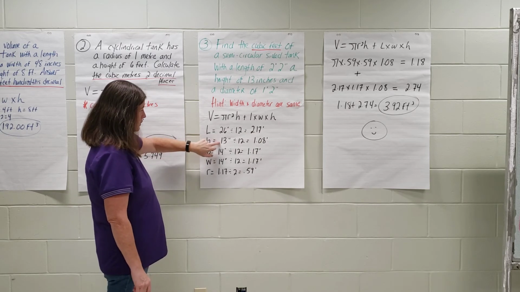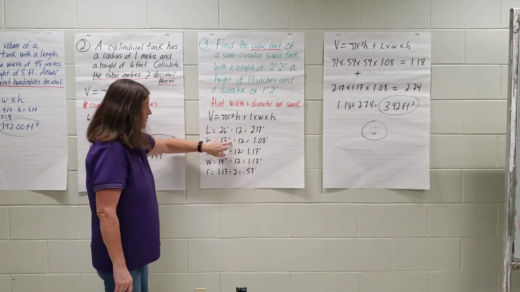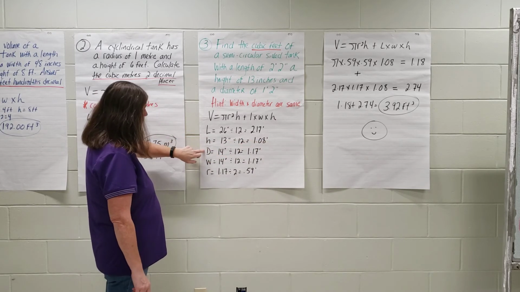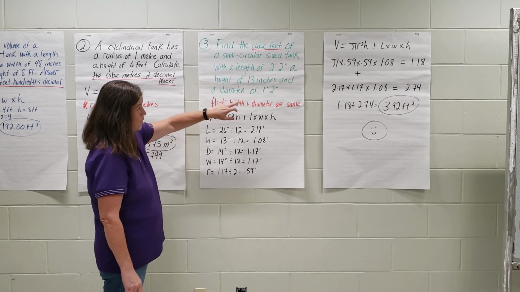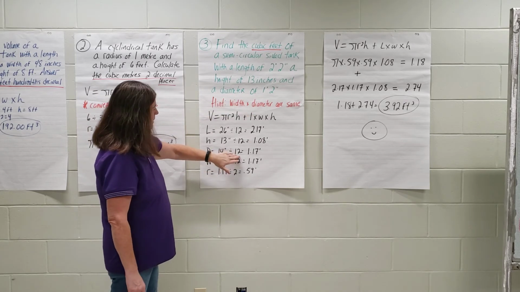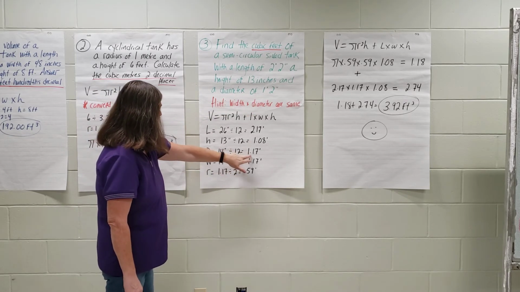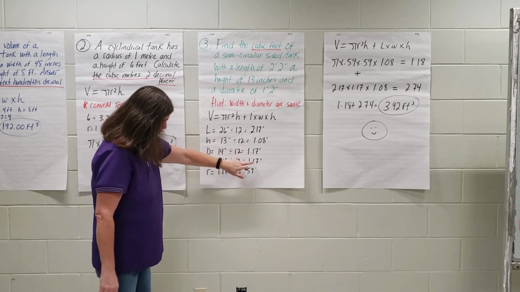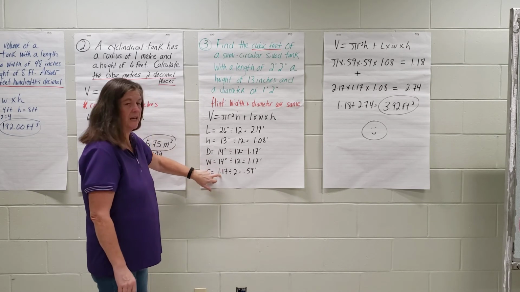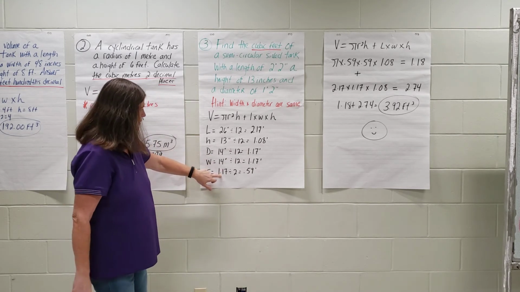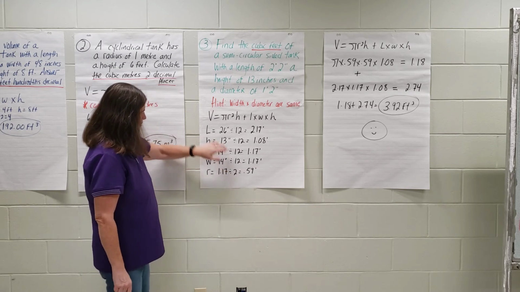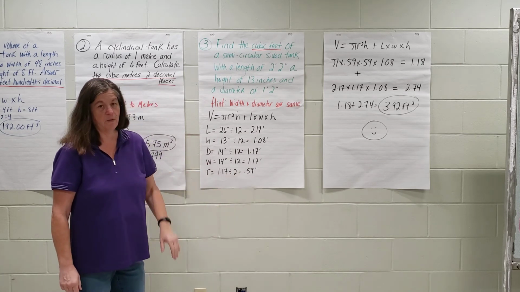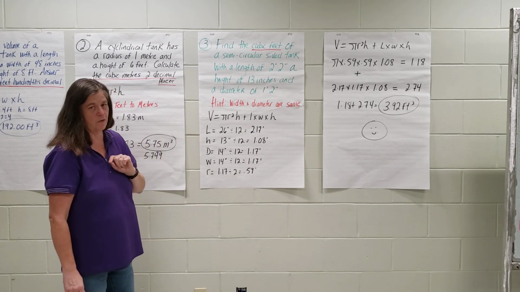Our height is 13 inches. Again, we have to go inches to feet. We divide it by 12, 1.08 feet. Our diameter is 14 inches, 1 foot 2, right? So we divide that by 12. And we get 1.17. The diameter and the width are the same, so it's also 1.17. And your radius is always half your diameter, so we divide it by 2. Now see what I've done here? I've set up all my dimensions, all in the same units. When I do that, then I'm ready to use this formula, okay?